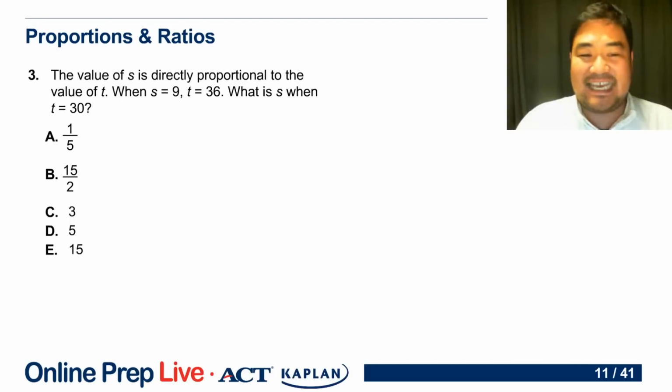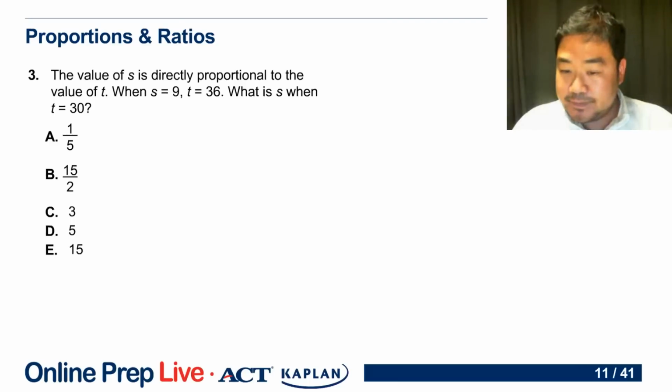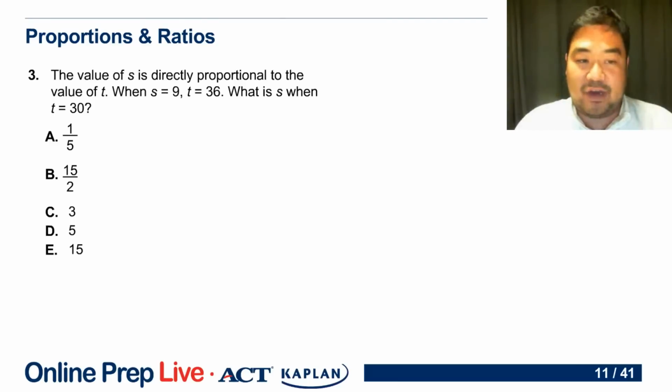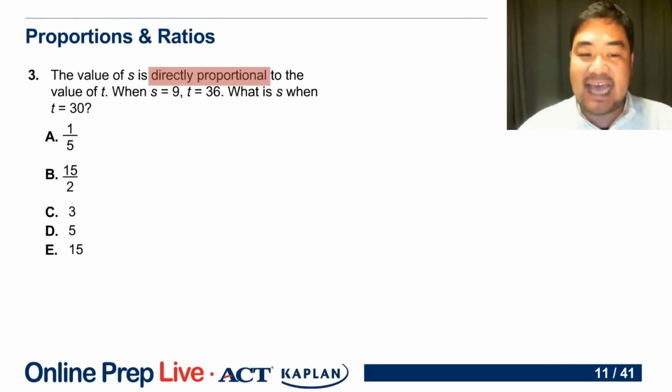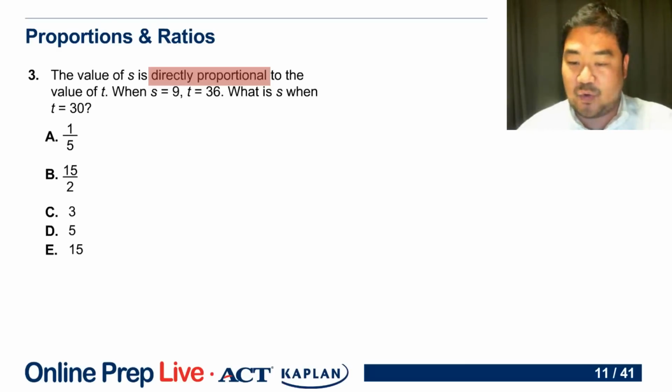The value of S is directly proportional to the value of T. When S is equal to 9, T is equal to 36. What is S when T is equal to 30? So here's the thing. We see this wording here that says directly proportional. What is that a fancy way of just saying? When it says S is directly proportional to T, what do you do with the S and the T to make our lives easier to get through this particular question?